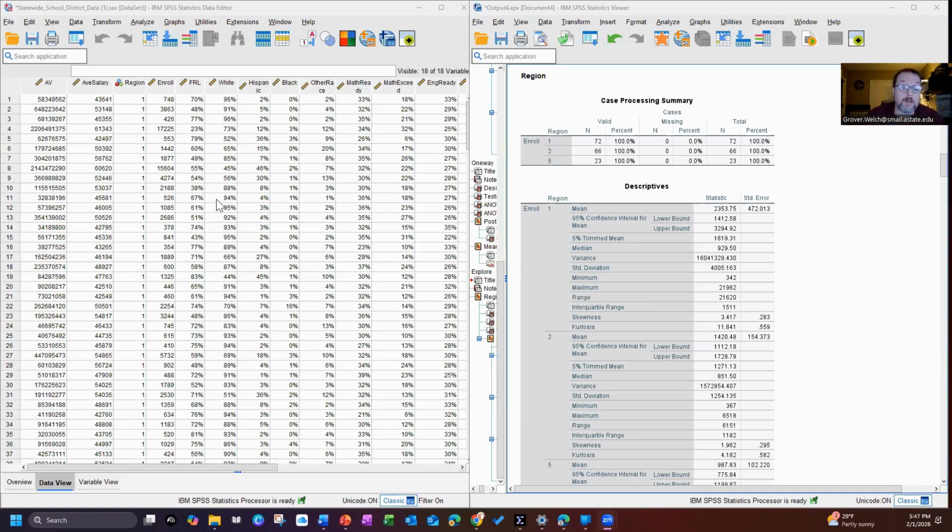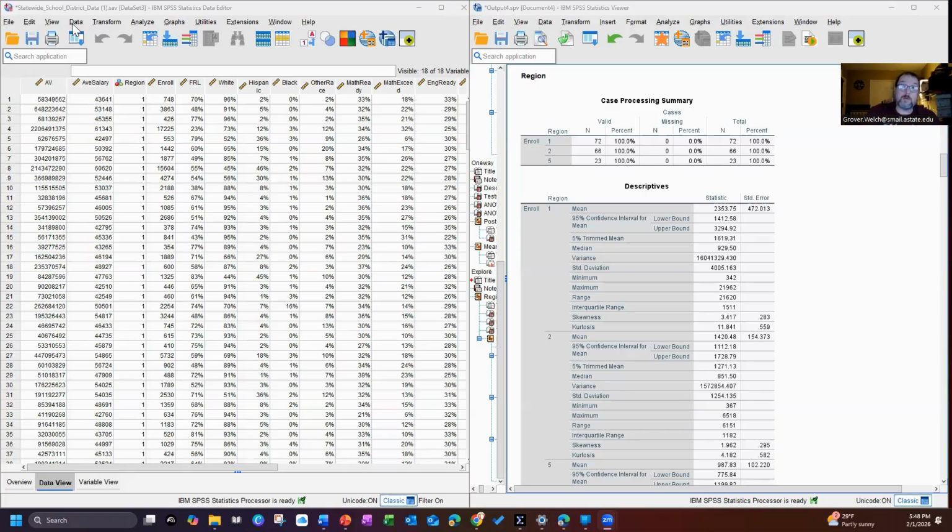Today I am conducting a one-way ANOVA to determine if there's a statistically significant difference in district enrollment between regions 1, 2, and 5 using the statewide school district data set that was provided in the assignment. Part 1, I filtered the data. The original data set contained 5 regions, but I'm only analyzing regions 1, 2, and 5.